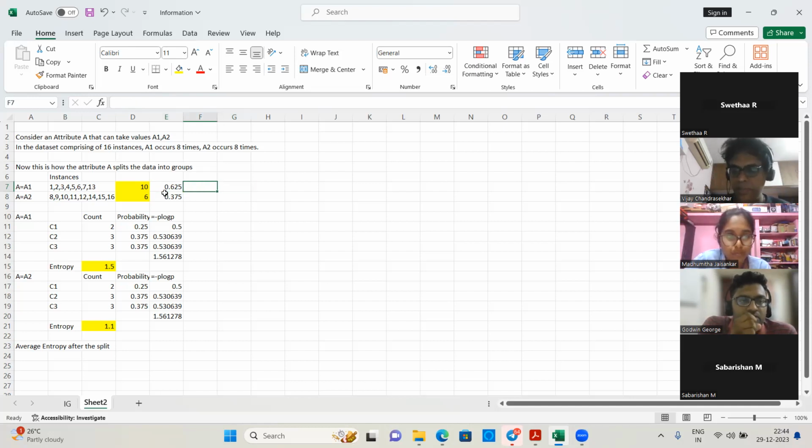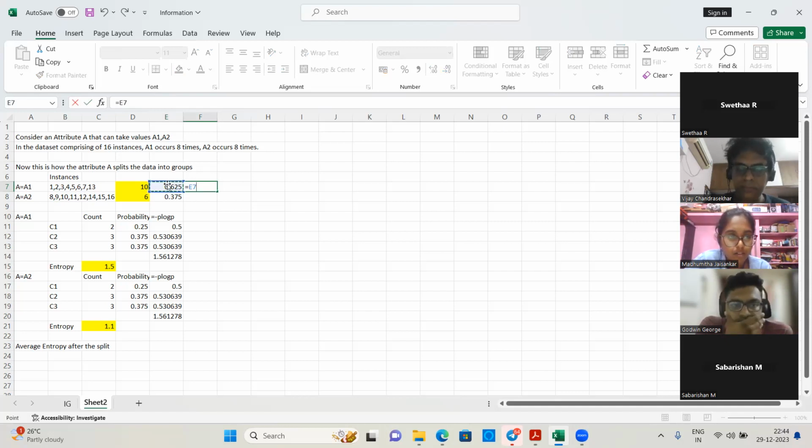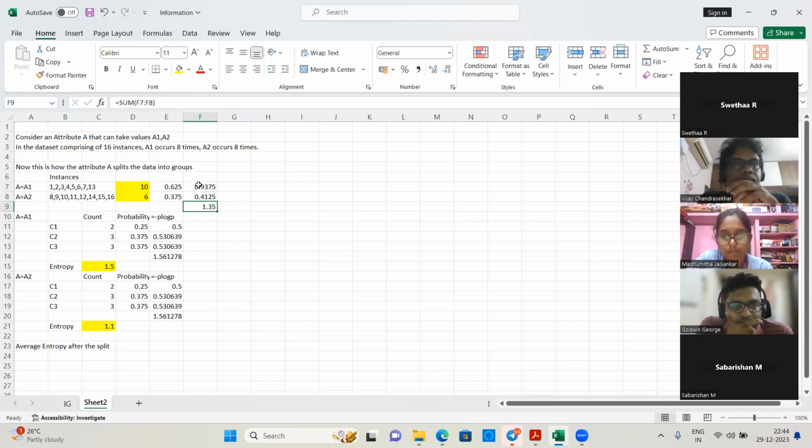So what you did was, you took this number, multiplied it by its entropy. Then you took this number, multiplied it by this entropy, and then you summed up. Correct? Am I right? Yes. Okay. Sabarishan, had you answered this question, would you have a different approach or the same approach? Same approach. Okay, both of you are right. Good job, folks. Yes, that's right.